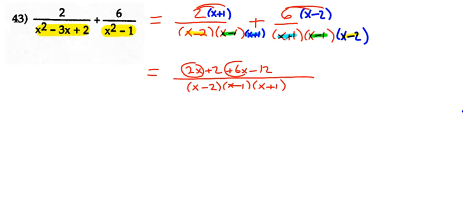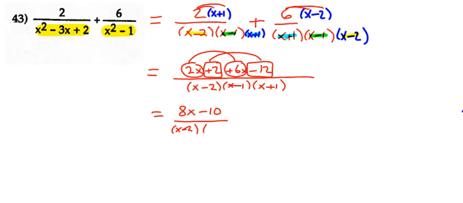Of course, I've got the x's in this location, and then I've got these numbers, and I'm going to combine these ones together and these ones together. I'll do the x's first. 2x and 6x will give me 8x, and then positive 2 minus 12 is going to give me negative 10. And then I'm going to have that over my denominator. It's a little messy for that one.